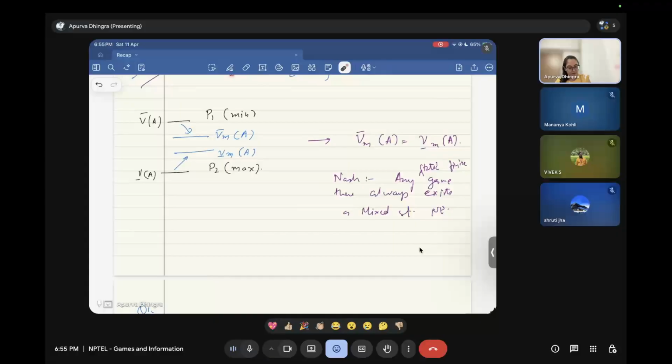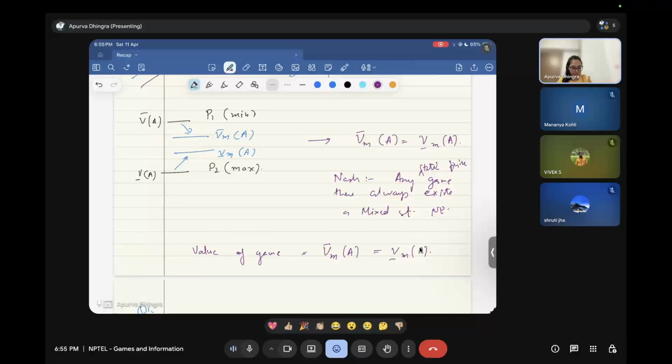So that means when we use the word value of a game, if the pure strategy value does not exist, meaning that there is a gap between these two, then what you're looking for is V_M of A, which actually equals this V_M of A. So that particular mixing of the strategies, such that you get these two to be equal. When that happens, that becomes the value of the game.